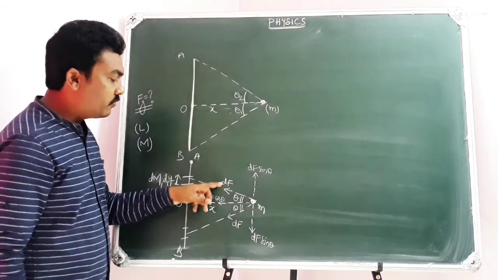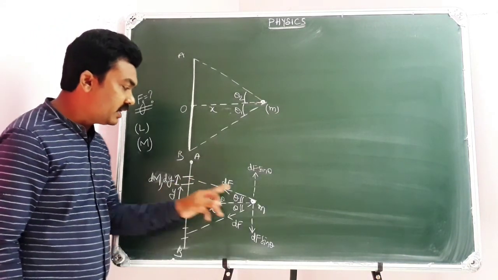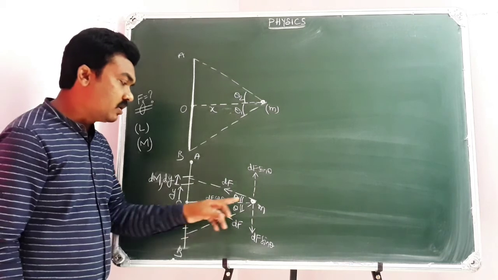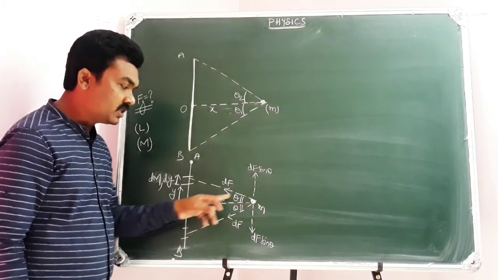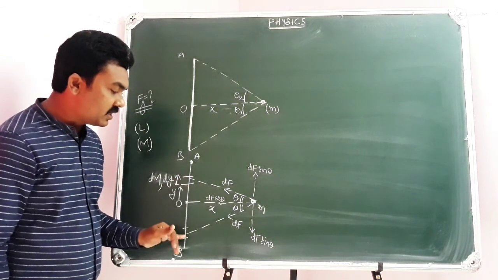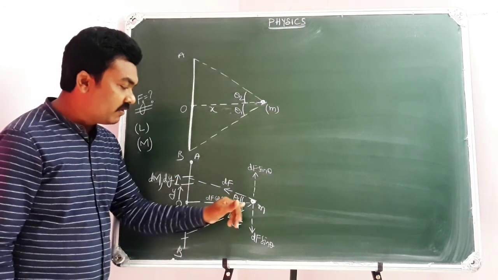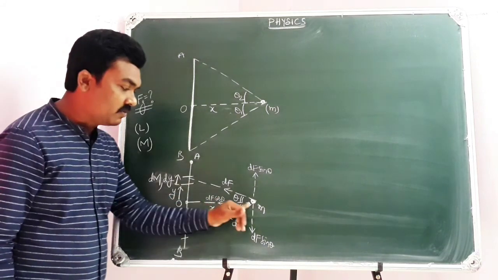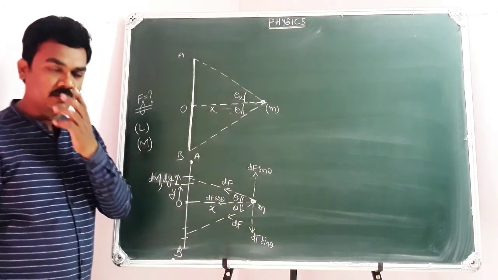So whatever the dF, the force of gravitation between the element and the point mass, will have its components dF cos theta horizontally and dF sin theta vertically. Similarly, on the other side, there is another element with force dF having a horizontal component dF cos theta and a vertical component dF sin theta.